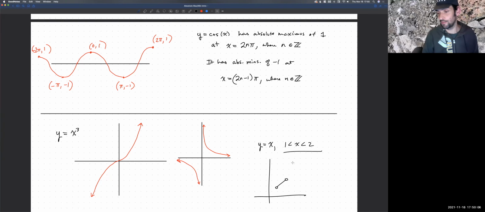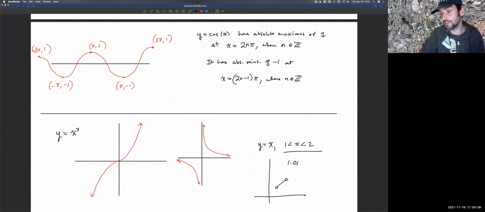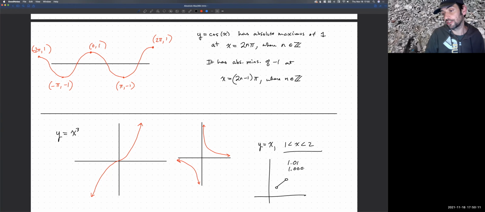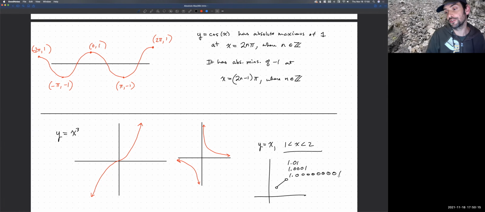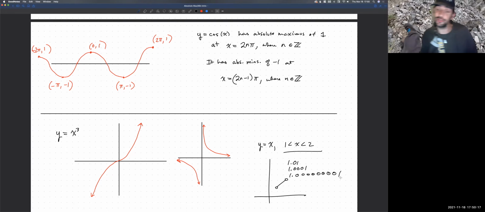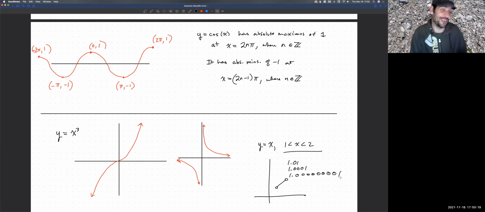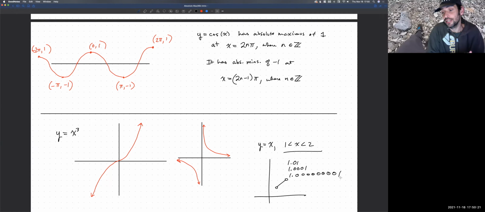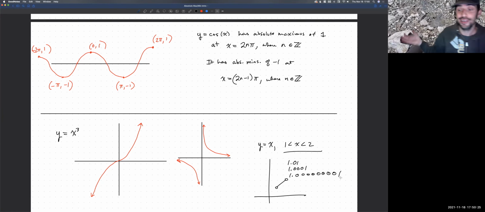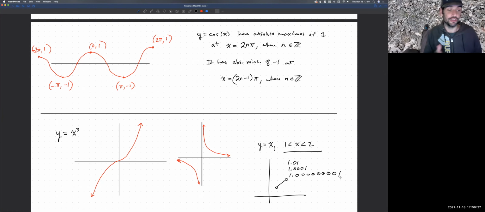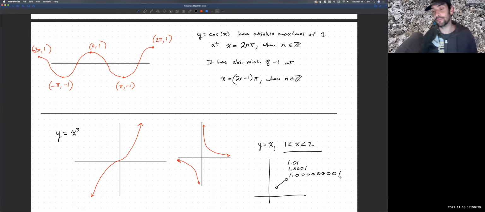What's the minimum value? 1.01, but then I can get closer to 1, and I can keep getting closer and closer to 1, and there's no end to how close I can get. So there's no smallest value. There's no number right next to 1. There's an infinite number of numbers between 1 and any other number, and so there's nothing. There's no smallest one there, and the same thing happens as we approach 2.